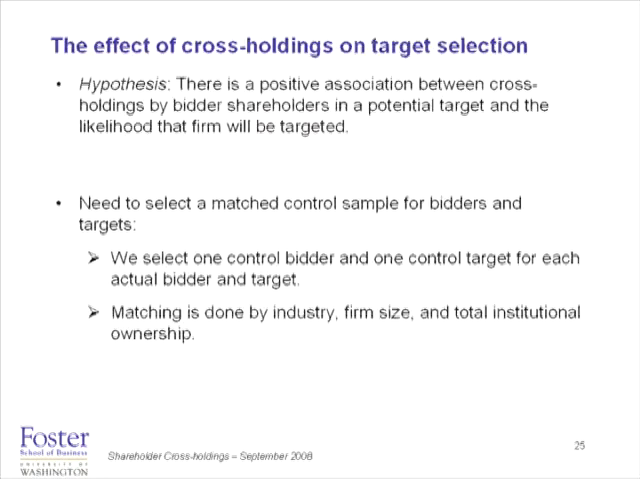Okay, this is sort of summarizing what I just said. So the question is, are the cross holdings larger for firms that merge? Like I said, we have the actual bidder and target, and then we select a control bidder and a control target for each bidder-target pair. We match by industry, size, and total institutional ownership, so we're trying to control as closely as possible for those factors. And then we'll do a multivariate analysis where we try to control for other factors as well.